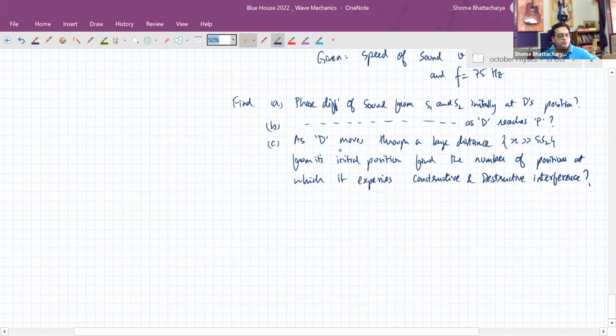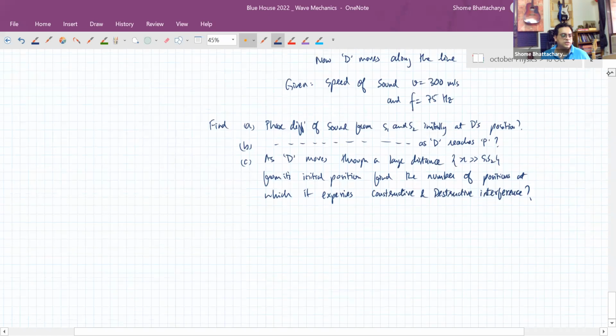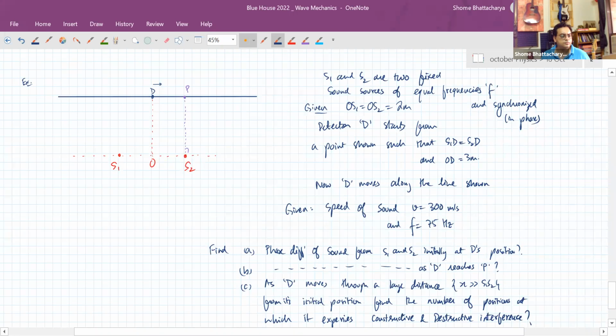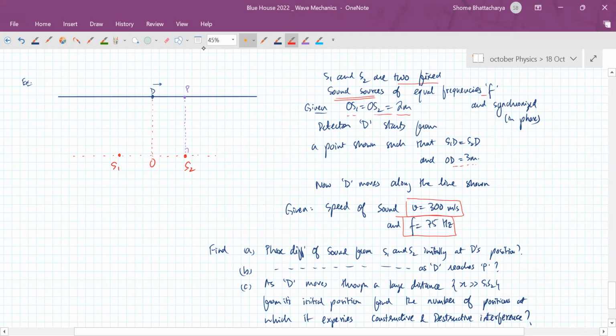Okay, so this is a very typical type of question at JEE level involving interference of sound waves. S1 and S2 are two stationary fixed sources of sound of equal frequency, which is also given to you later, 75 hertz. Speed of sound is given to you. And then all this geometrical stuff is given. And most importantly, what is given to you is that the two sources are synchronized, they are in phase.